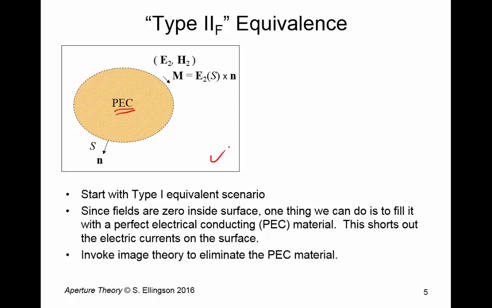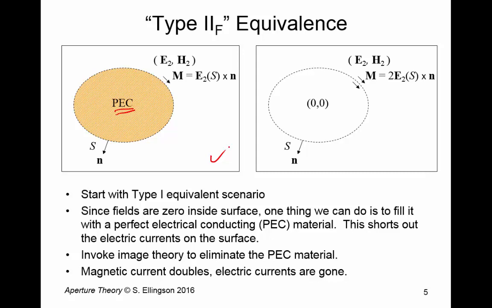Now we invoke image theory to eliminate the perfectly conducting material. The magnetic current will double, electric currents will be gone. So this is a scenario where we have no J, because of the previous step. M, those current densities are doubled because of image theory that was used to get rid of the perfect conducting volume. Note that the only difference between type 2A and type 2F is the currents that serve as the source of the fields in region 2. Once again, the fields in region 2 have not changed throughout this analysis.